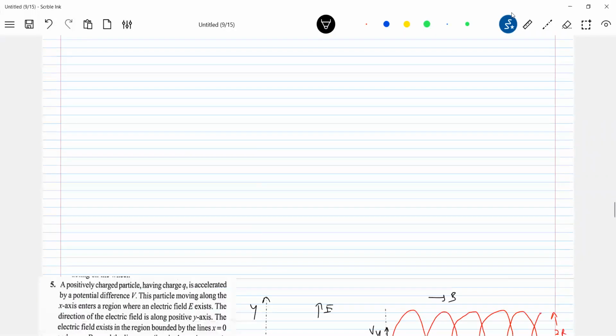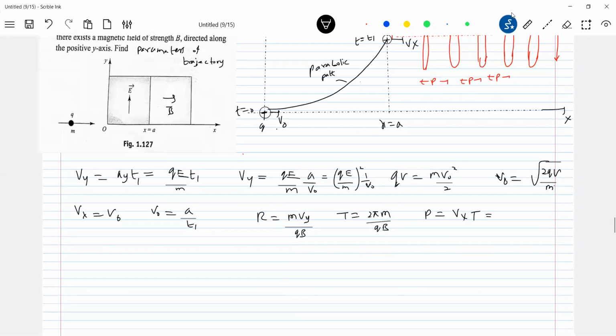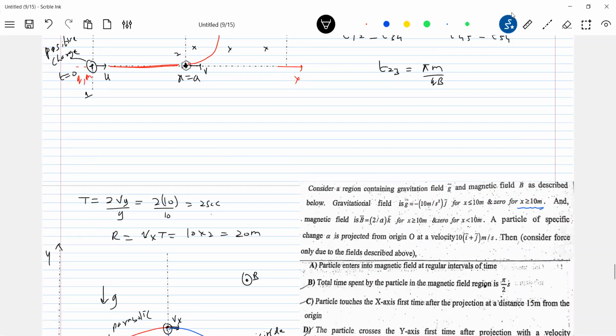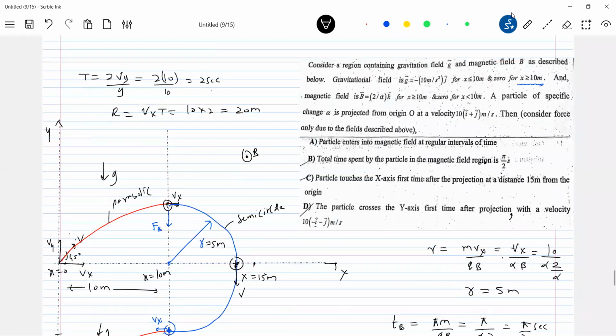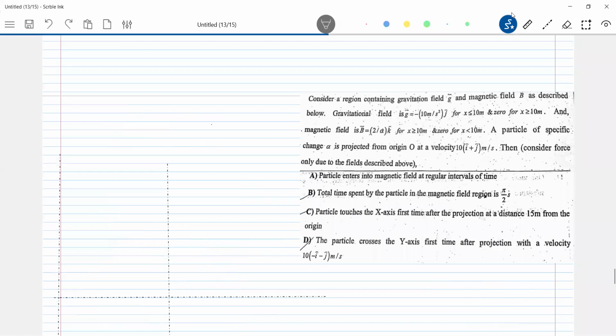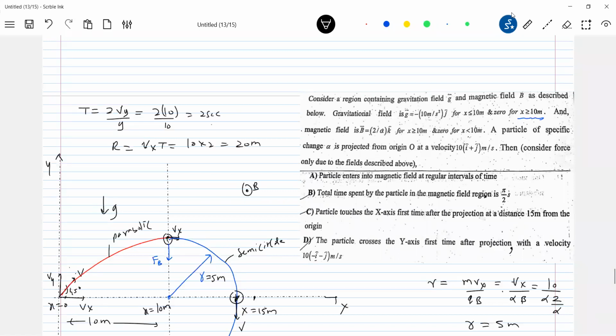Sir, in the previous problem, I'm getting range as 10 meters. Can you check once? Or can you show me once, please? Sir, option will be D, 10 by root 2. Vy is 10. What is y component of velocity? 10, no? 10 by root 2, sir. Okay, component of velocity. I took magnitude.